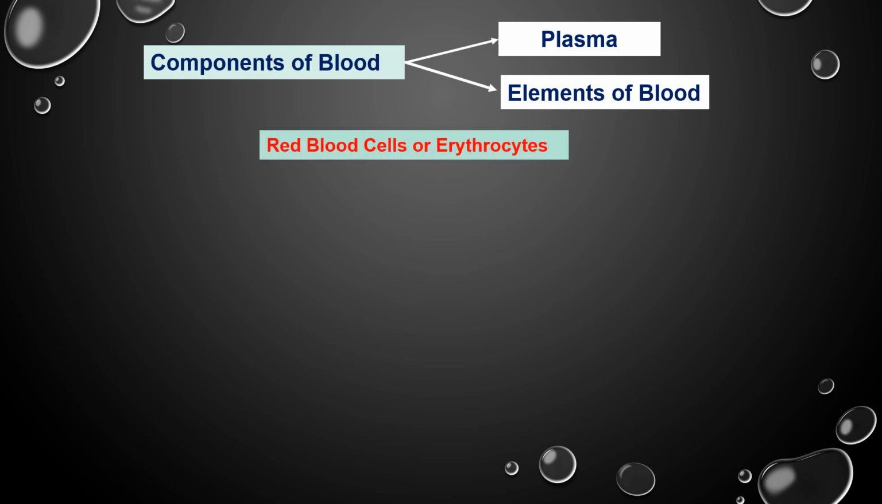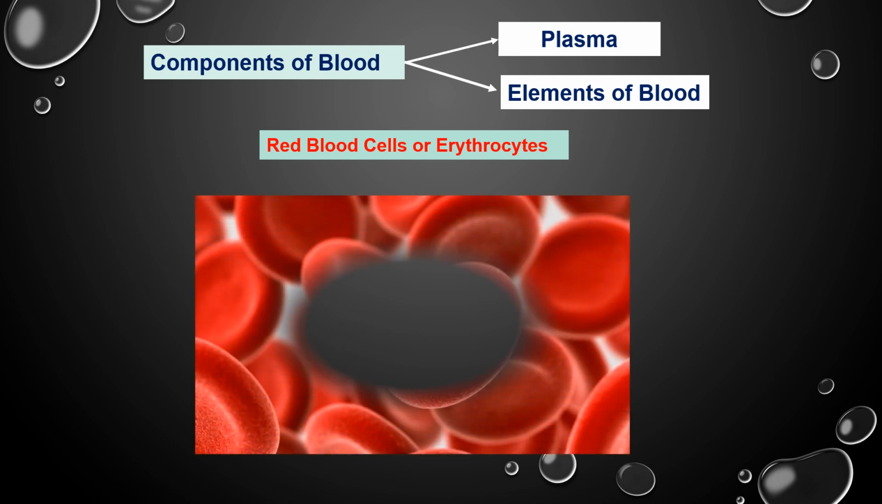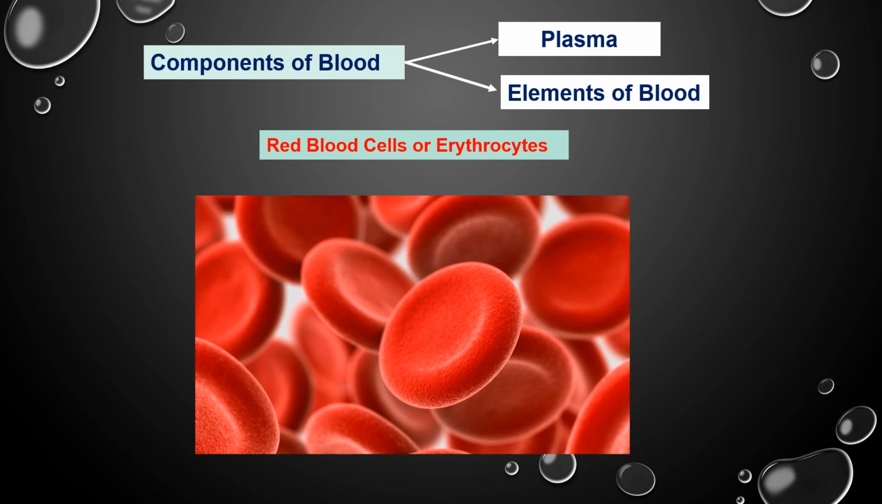Next, elements of blood. First one, red blood cells or erythrocytes. Red blood cells are red in color. Other name erythrocytes. Look like flame, so easily you will remember erythrocytes. They are the most abundant cell in the human body. RBCs are formed in the bone marrow, the center of the bone. In the sponge-like structure, the bone marrow, the RBC is created.